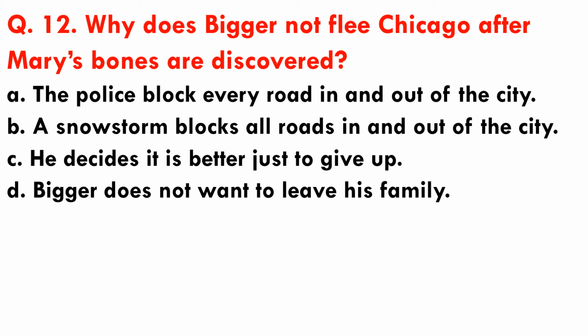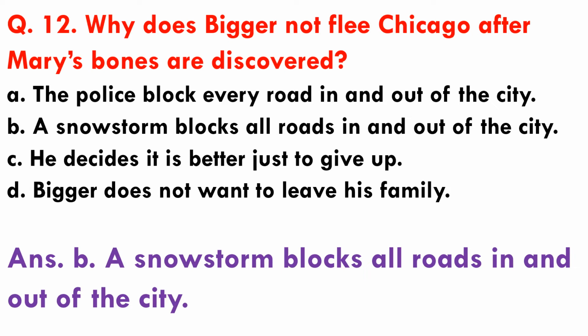Question number 12. Why does Bigger not flee Chicago after Mary's bones are discovered? Options are A. The police block every road in and out of the city. B. A snowstorm blocks all roads in and out of the city. C. He decides it is better just to give up. And D. Bigger does not want to leave his family. So what is the reason? Option B, that a snowstorm blocks all roads in and out of the city, so he cannot flee Chicago. So option B is the correct answer.